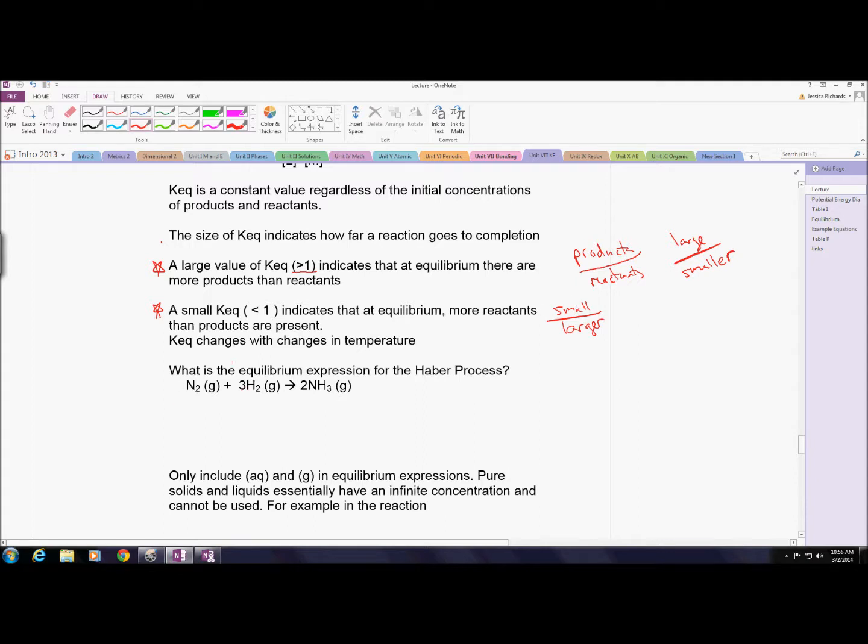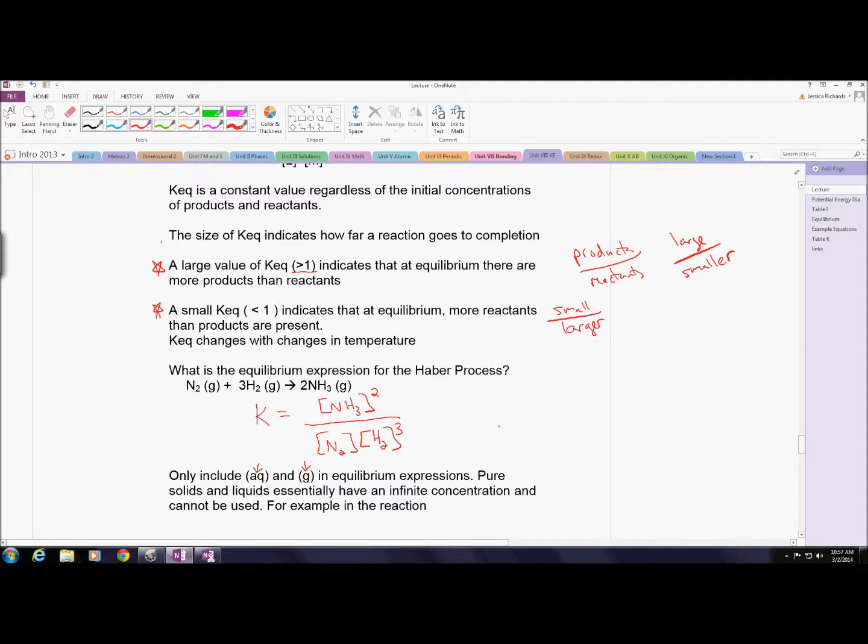If we had to set one up looking at an equation, we are only going to use things that are aqueous and gases because those are the only things we can measure the concentration of. Pure solids and pure liquids have an infinite concentration. So if I were setting up the K value for the Haber process, I would say the concentration of ammonia raised to the second power divided by the concentration of nitrogen raised to the first power times the concentration of hydrogen raised to the third.